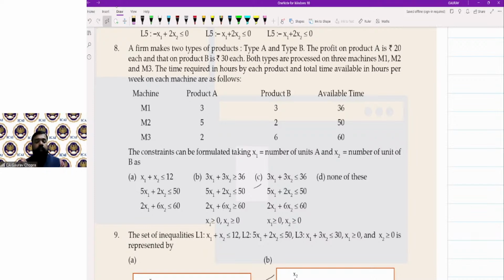So product A and B, machines 1, 2, 3 are there and then the available time. So what is the constraint basically? Number of hours available by machine. So hours are limited. 36 hours for the first, 50 for the second, 60 for the third. Now the constraints can be formulated using x1 and x2. x1 is the number of units for A and x2 denotes B. So let's check which one is correct now.